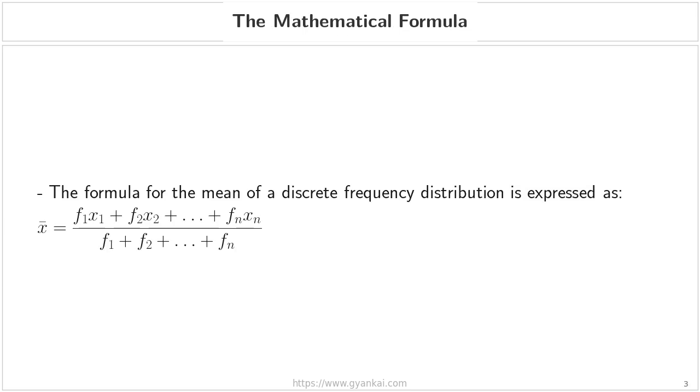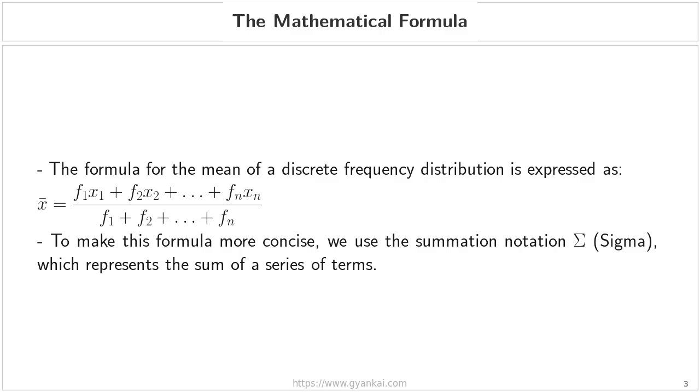The mathematical formula. If we look at the first line, the formula for the mean of a discrete frequency distribution is expressed as x bar equals the sum of f1 times x1 plus f2 times x2, and so on, all the way up to fn times xn, all divided by the sum of f1 plus f2, up to fn. It looks a bit long, doesn't it?